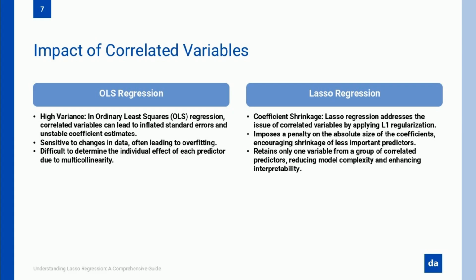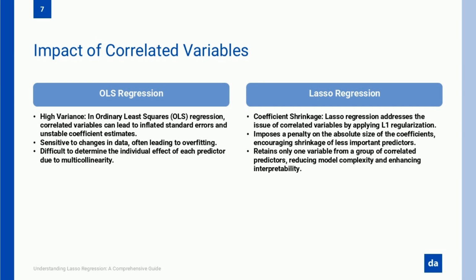Let's visualize how this plays out. Imagine we have two predictors. One is the size of a house in square feet. The other is the number of rooms in the house. These two are highly correlated because bigger houses tend to have more rooms. If we feed both into an ordinary regression model, it will try to assign importance to both, making the model unstable. But Lasso will recognize that these two variables are essentially saying the same thing. Instead of keeping both, it will pick one, either house size or number of rooms, and completely drop the other.